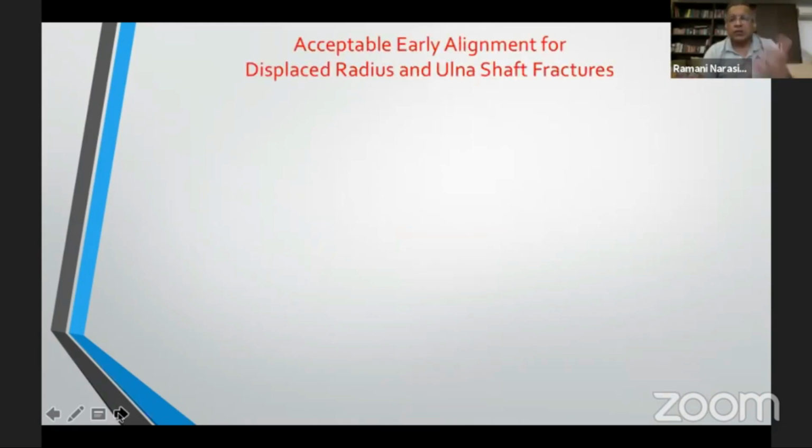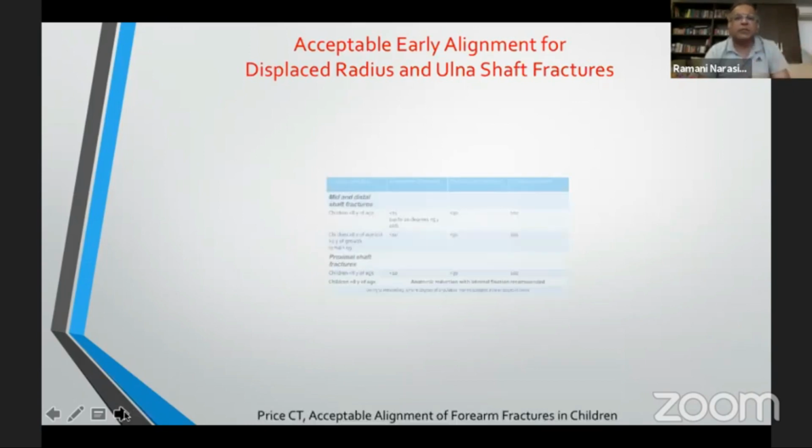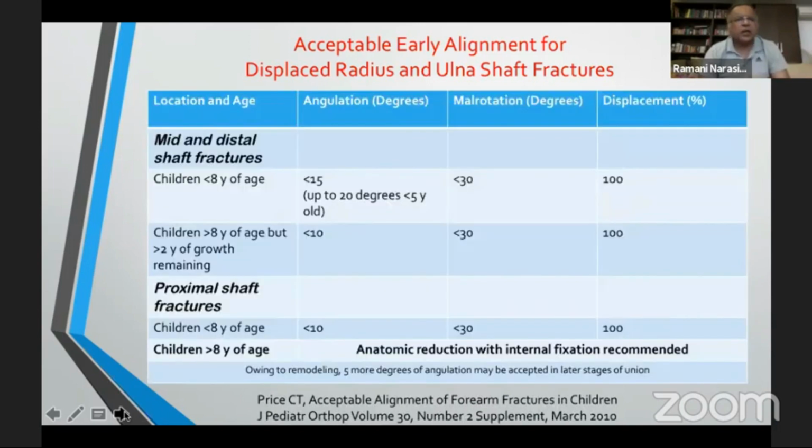So this is the paper in which, in the conclusion of Price's 2010 paper, he talked about the acceptable early alignments of the displaced radius and ulnar shaft fractures. He talked about the mid and distal shaft fractures in children less than 8 years of age, where less than 15 degrees of angulation was acceptable, but up to 20 degrees in less than 5-year-olds. And in children more than 8 years of age, but with more than 2 years of growth remaining, he accepted less than 10 degrees of angulation in the mid and distal shaft fractures. But in proximal shaft fractures, less than 10 degrees of angulation was acceptable in children less than 8 years of age also. But in more than 8 years of age, anatomical reduction with internal fixation was recommended.